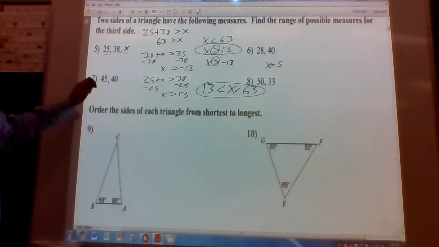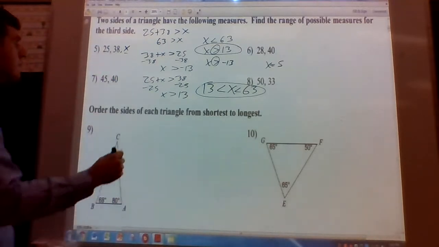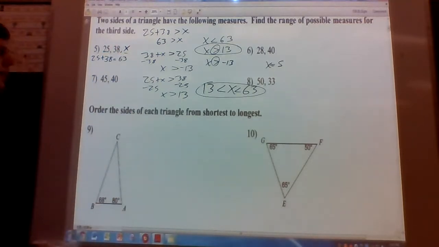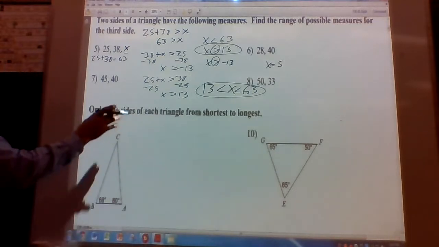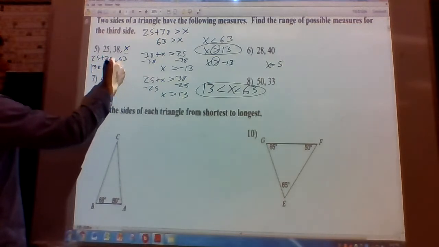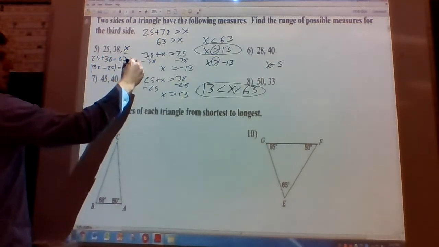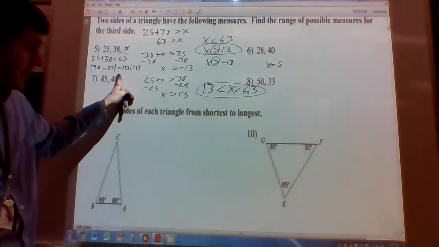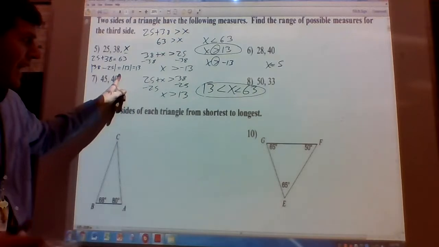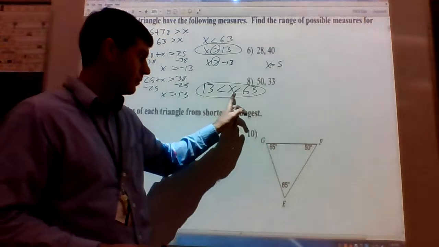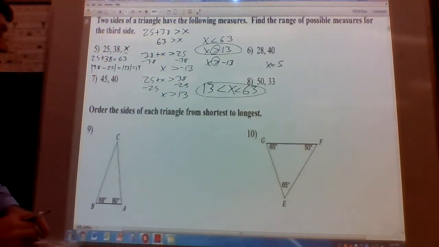The quick way to do it: we add them together, which gives us 63. So we know x has to be less than the number we get when we add them together. X has to be less than 63. And then if we subtract them and take the absolute value, we know x has to be greater than that number. So x is greater than the absolute value of the difference, and less than the sum. So it's 5.